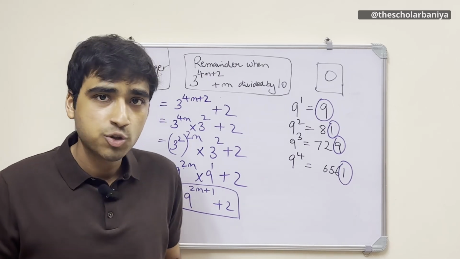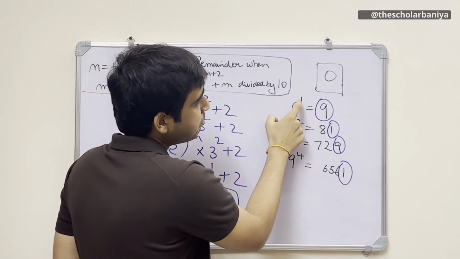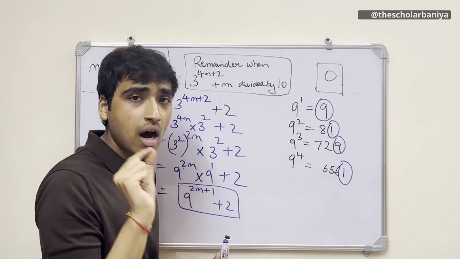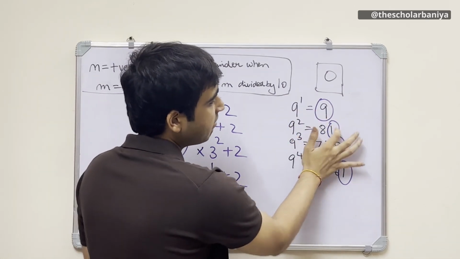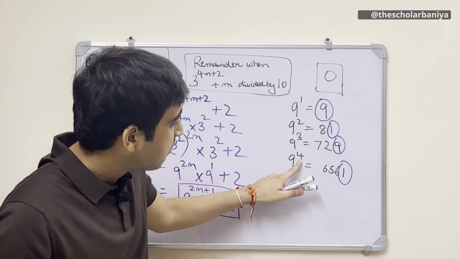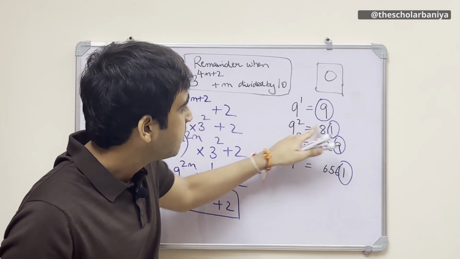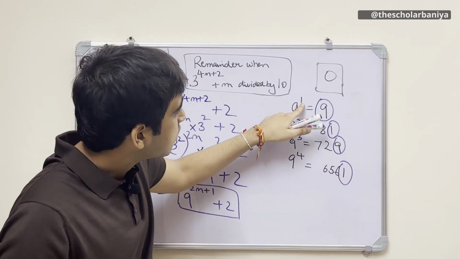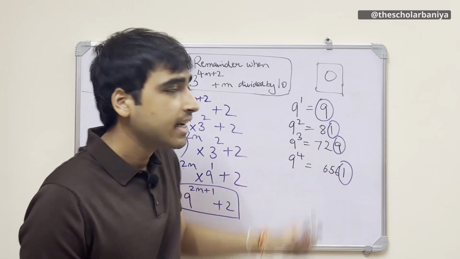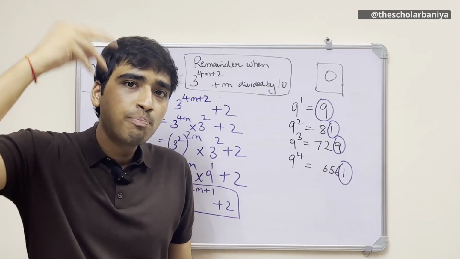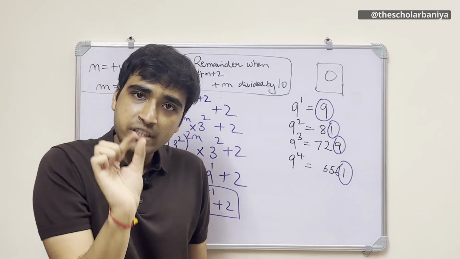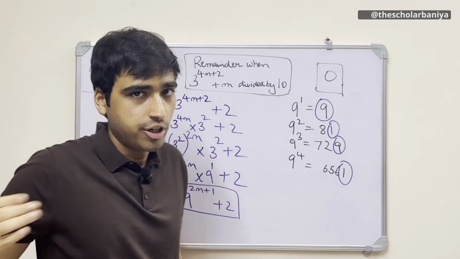There is one more observation over here. If the power is odd, then we get 9. If the power is even, then we get 1. For example, if the power is even, we get 1. If the power is odd, we get 9, right? That means if we raise 9 to the power of something odd, we will get 9 as the rightmost digit.